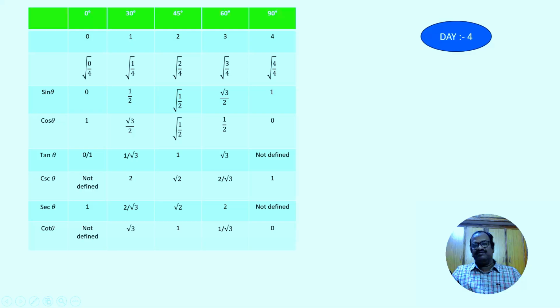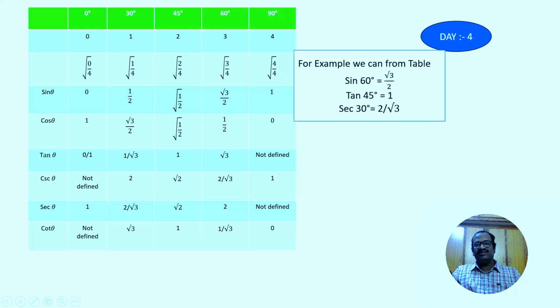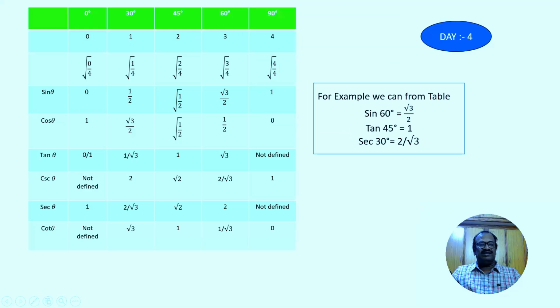For example, we will see here sin 60. You may take sin and 60, root 3 by 2. Tan 45, just to go through the values. Tan 0, tan 30, tan 45, 1. Secant 0, secant 30 means 2 by root 3.